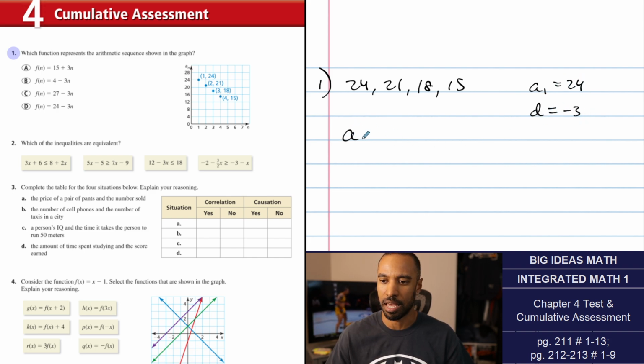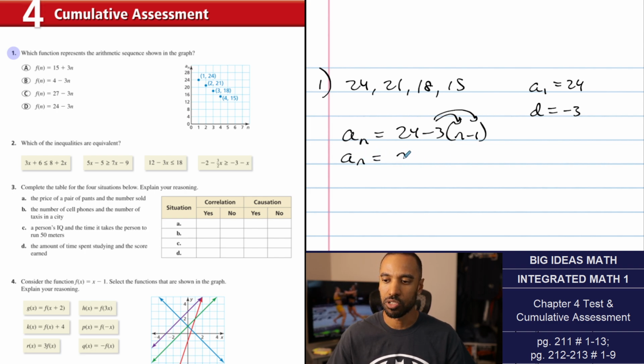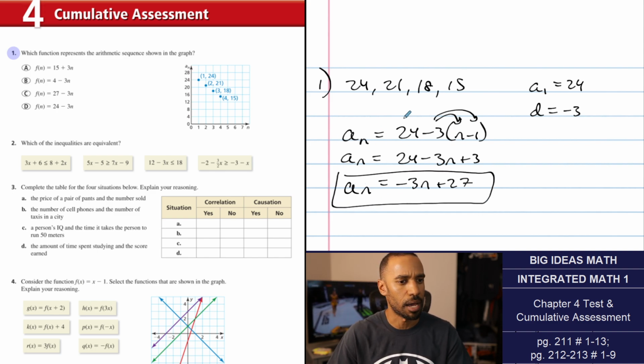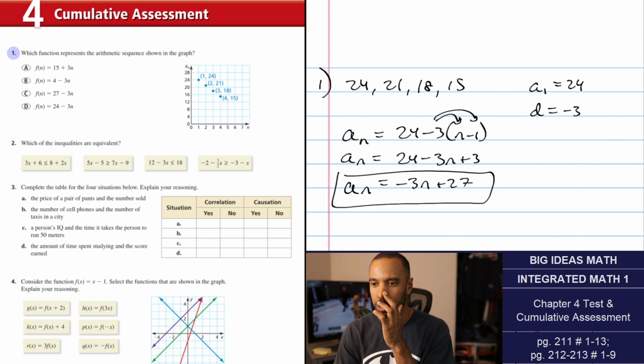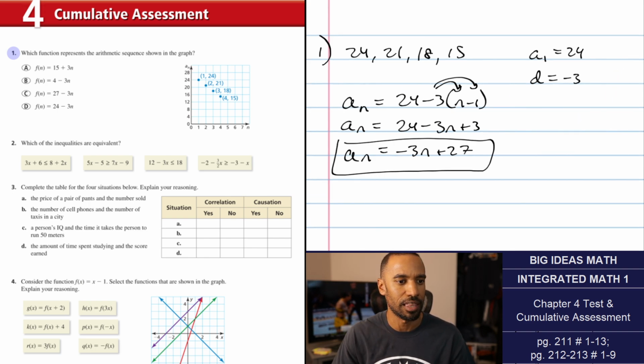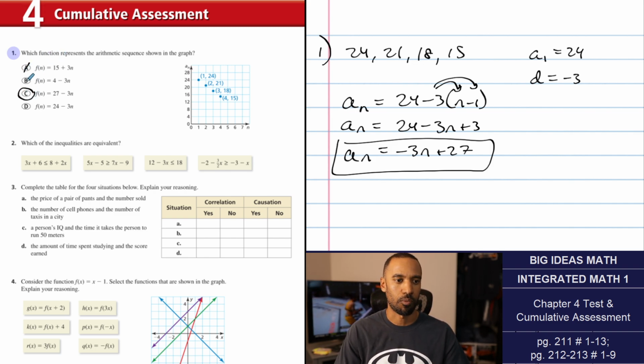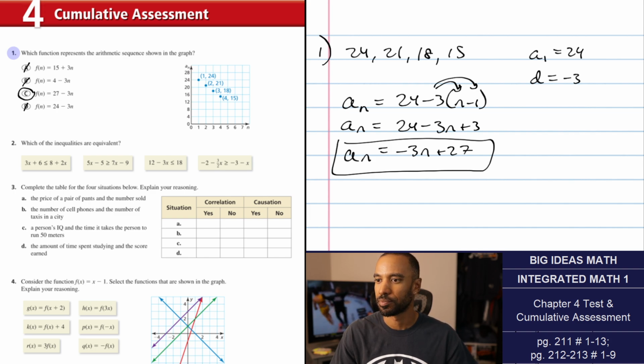So I'm looking for something that might say a sub n equals 24 minus 3 times n minus 1. But I haven't looked at the options, and if they distribute negative 3, it'll say a sub n equals 24 minus 3n plus 3. And then you combine like terms, you get negative 3n plus 27. Let's see if that's one of the options. They wrote them with the other term last, so 27 minus 3n, therefore option C works out. Remember, this is all commutative, so you can work that out that way. That's going to be it, option C.